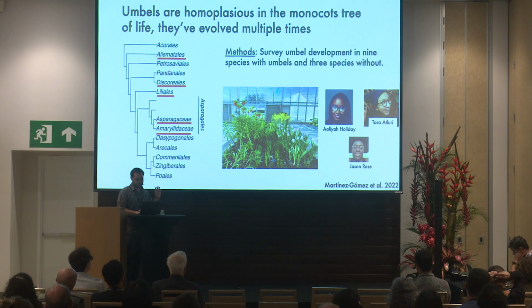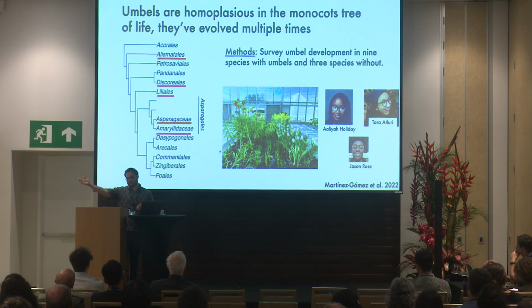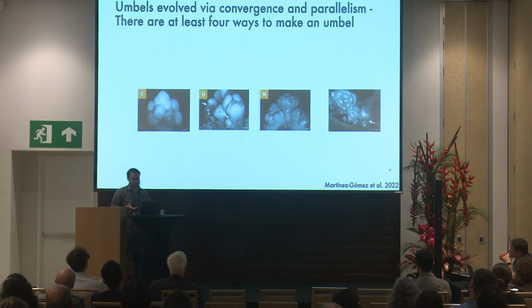So the first part of this work is published, but I just want to briefly touch on it to give some context. Essentially, we did a developmental morphological survey of different umbellate structures across the monocots. Here in red are different instances where umbellate structures have evolved. We grew these plants up or collected them in the field and in the greenhouse, and we did a time series, studying their inflorescence ontogeny through time. This was with the help of three students, Aaliyah Holliday, Tara Lurie, and Jason Rose. And we also studied some taxa without umbels. To cut to the chase, we found that umbels evolved via convergent evolution at least four different ways.